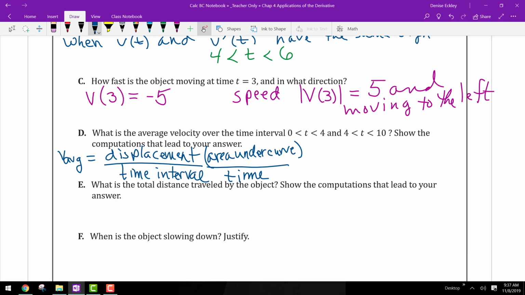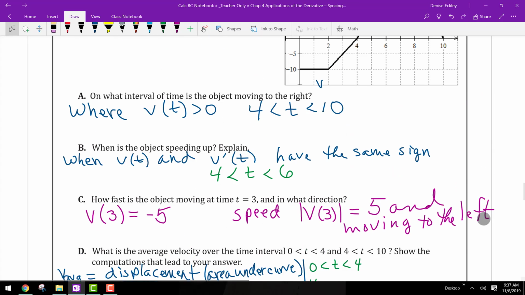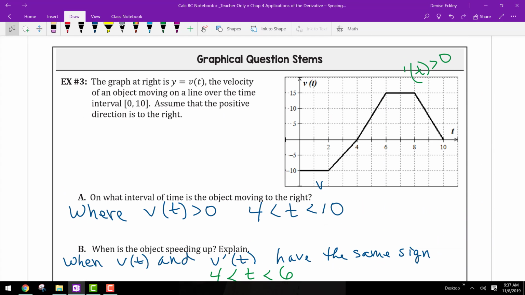Okay, so we have two sections here we're doing this for. The first one is from 0 to 4 seconds. So the velocity average is going to be, so let's find the average under this curve, I mean the area under this curve. So we can divide it into two sections. We have a little rectangle here that's 2 by 10. So that's going to be 20, and it's going to be negative because the velocity is negative.